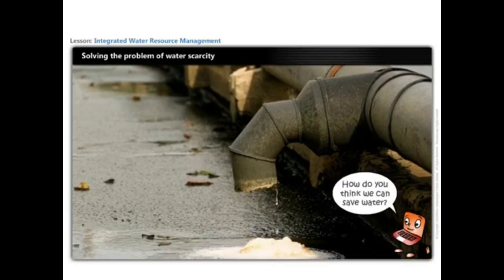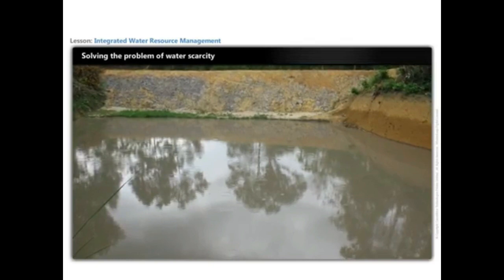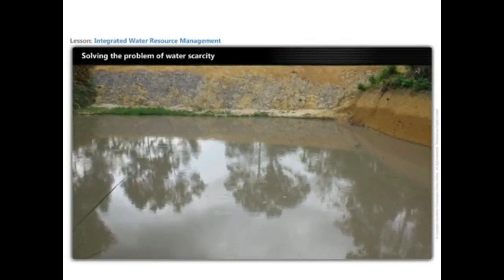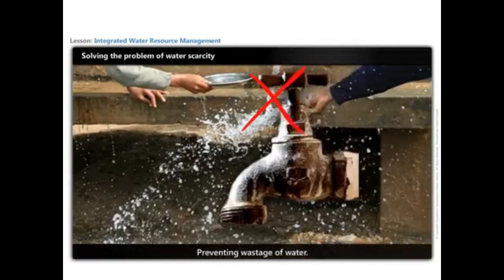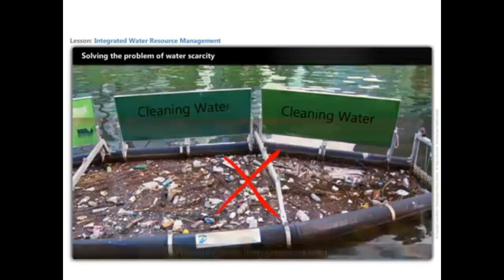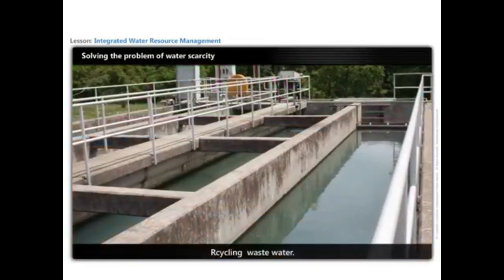How do you think we can save water? We can conserve water following some simple norms known to us. It can be done by preventing wastage of water, preventing water from getting polluted, planting trees that help in recharging, and recycling wastewater.